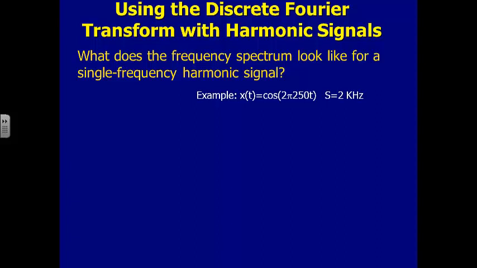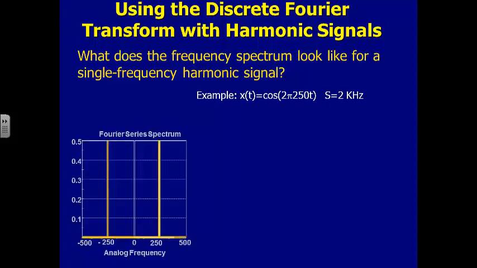Delta functions. Two delta functions, two spikes. One at minus 250, one at plus 250. And they should have weights of 1/2, because the cosine is 1/2 e to the j plus 1/2 e to the minus j of that thing. Okay, that's what we would expect. All right, something like that.